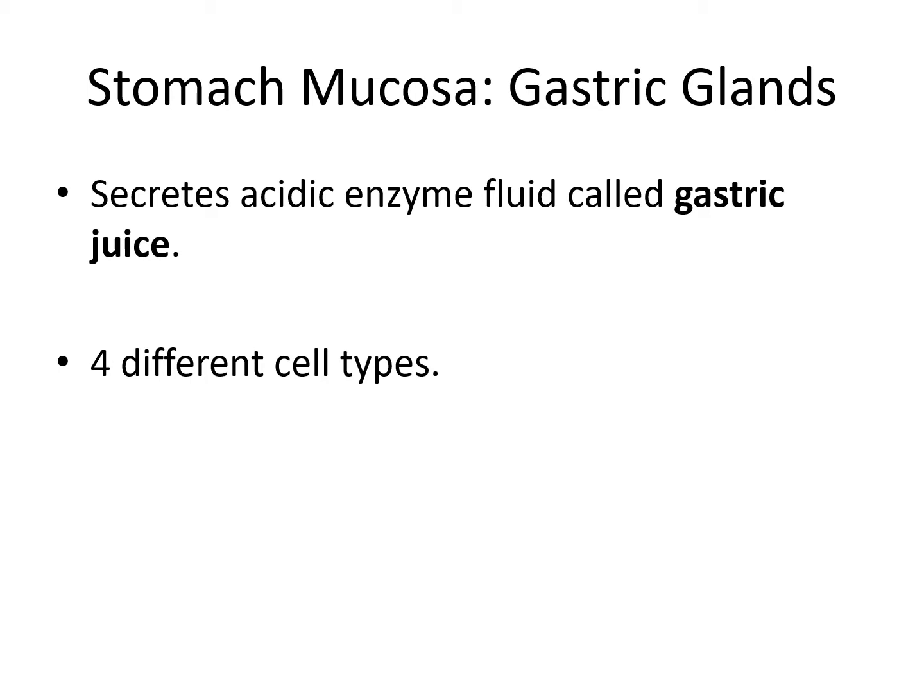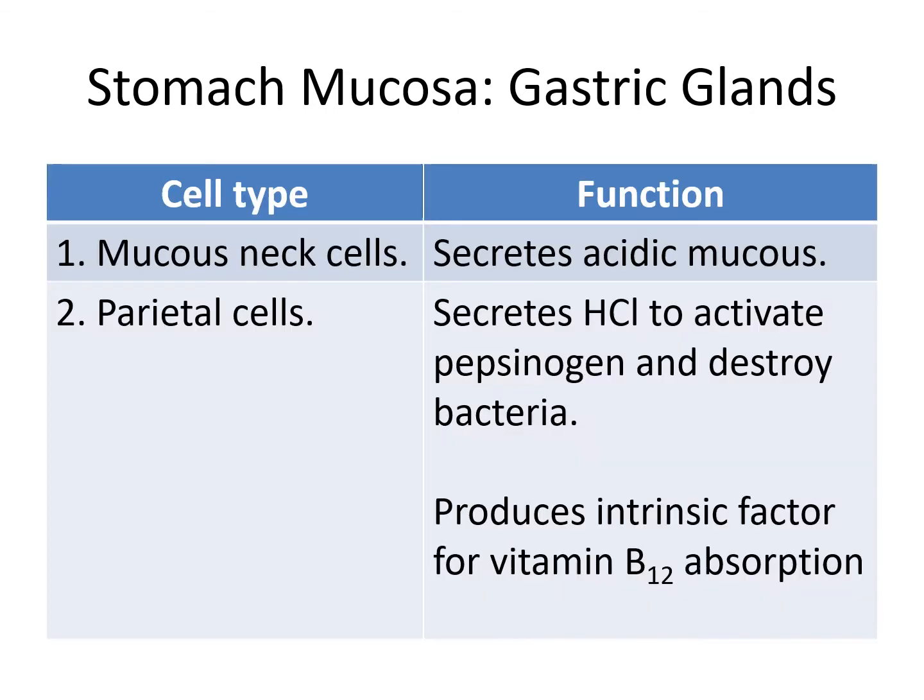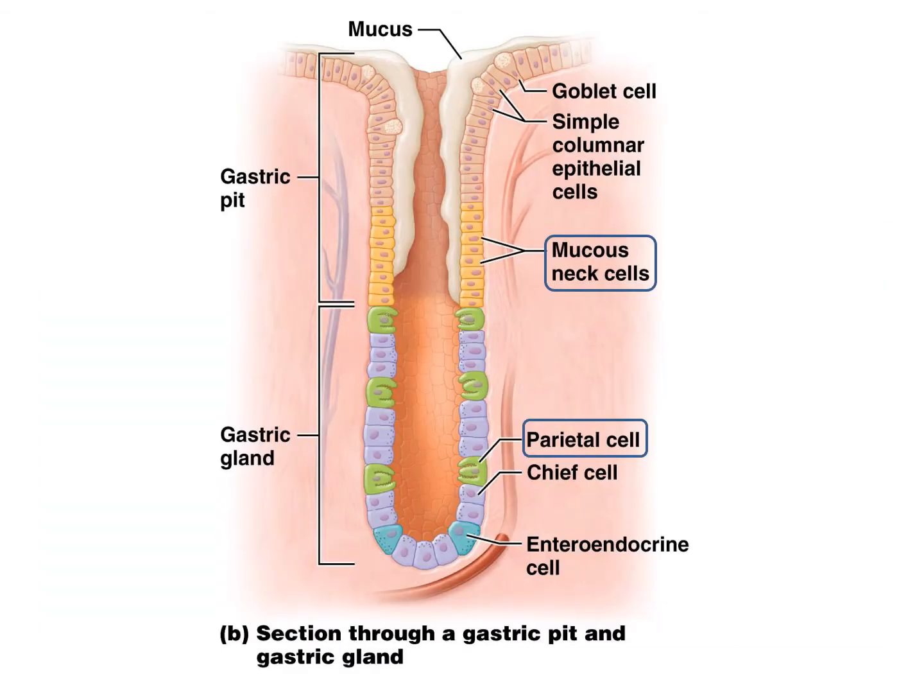Now, there are also gastric glands present in the stomach, and these secrete an acidic enzyme fluid called gastric juice, and it's composed of 4 different cell types. Okay, we'll take 2 at a time. First are mucous neck cells. These secrete an acidic mucus. We have the parietal cells, which are very important because they secrete the hydrochloric acid, and the hydrochloric acid is important because it activates an enzyme called pepsinogen, which is a protease, and the HCl also destroys bacteria. The parietal cells also secrete what's called intrinsic factor, which will be important for vitamin B12 absorption. On this figure here we see the mucous neck cells near the bottom of the gastric pits, and here we're showing the parietal cells.